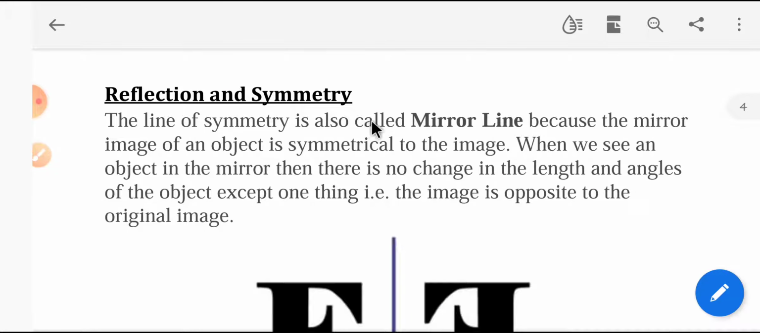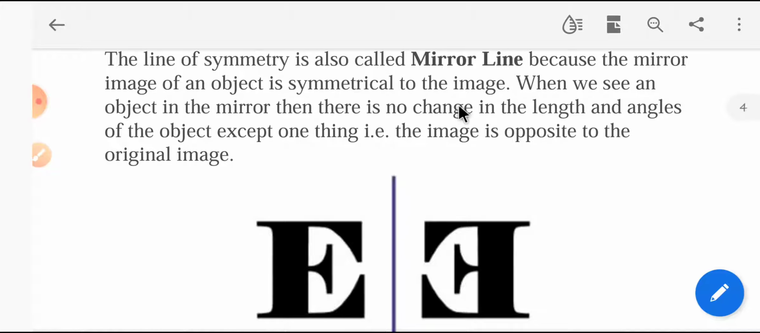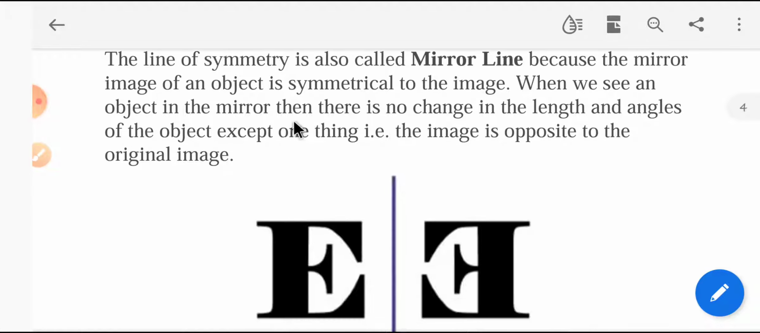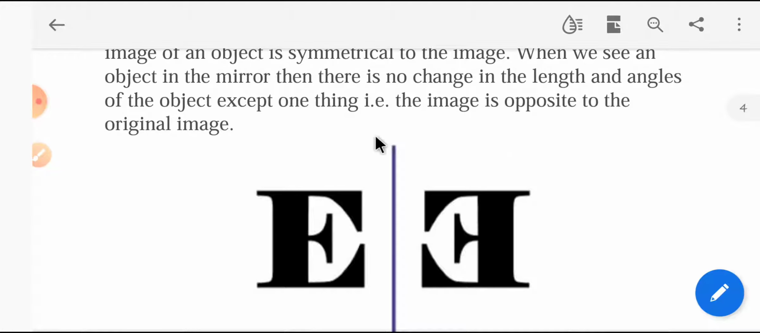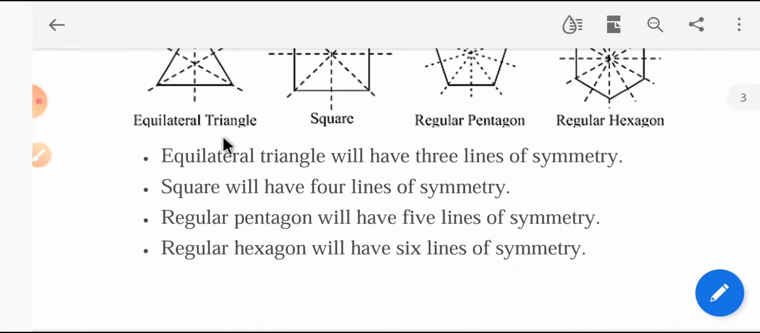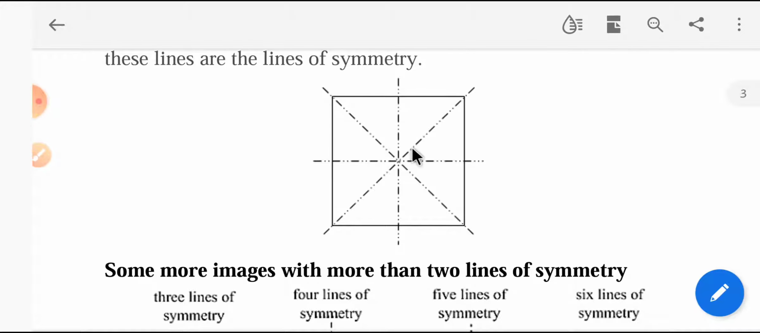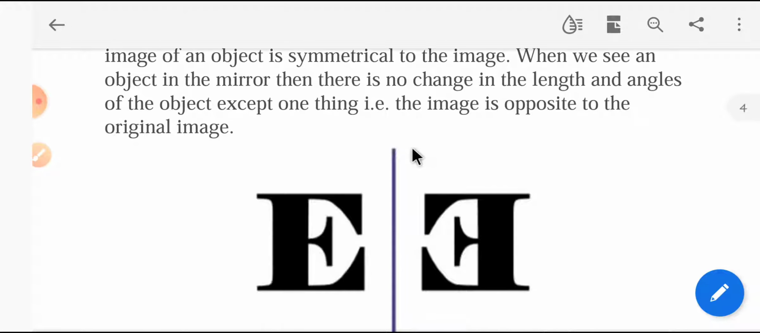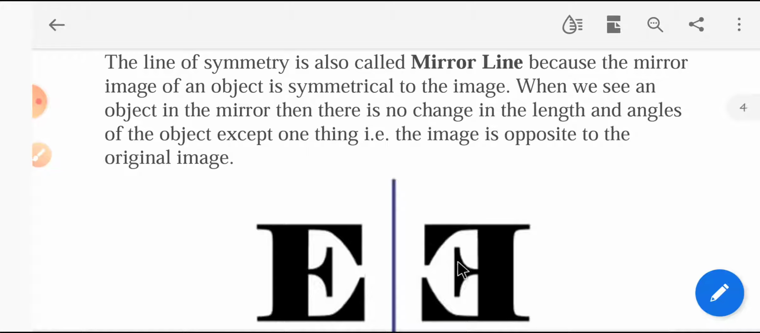The line of symmetry, we know, is also known as the mirror line, because the mirror image of an object is symmetrical to the object. So when we see an object in the mirror, there is no change in the length and angles of the object, except one thing, that the image is opposite to the original. Symmetrical means two equal halves in length, size and direction also. But reflection means it is equal in length and angles, but the image is opposite to the original image.